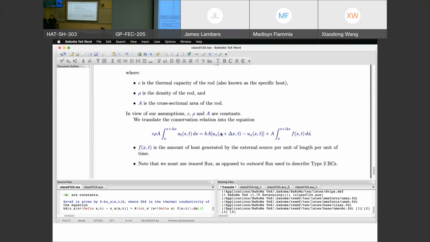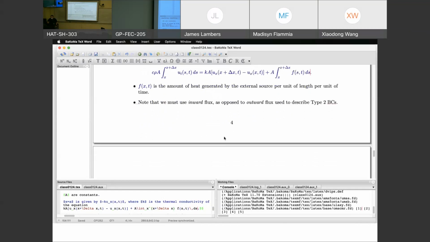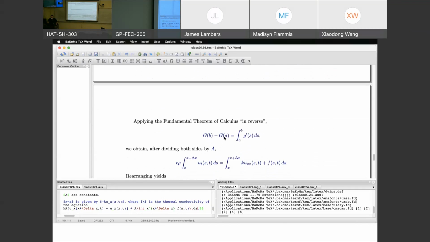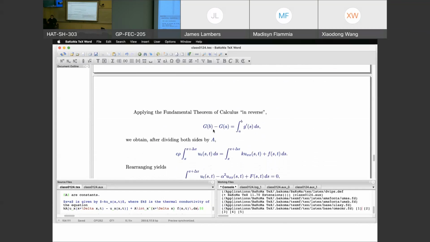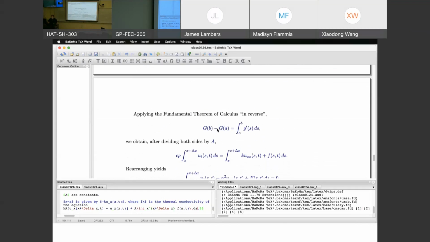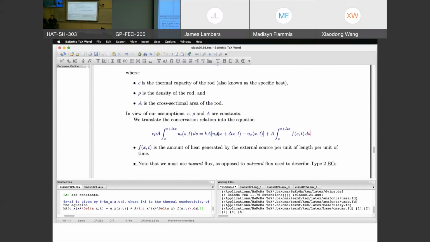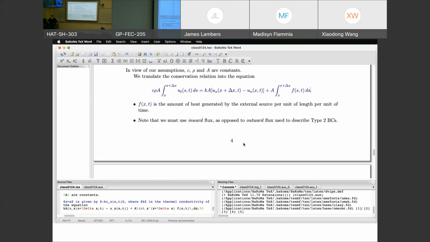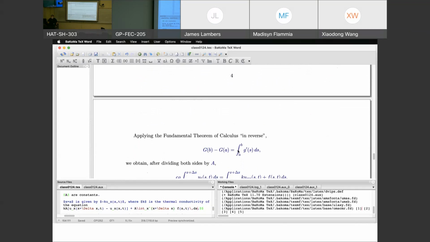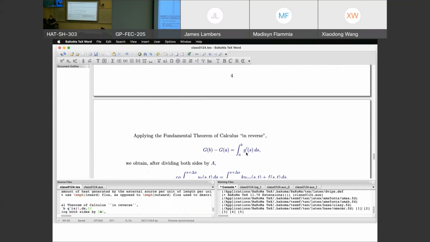Now, still a bit of work to do to get from here to a PDE. And the way we do that is use the fundamental theorem of calculus: anytime you have a difference of function values, which is what we have here, the difference of u_x at two different x values, x plus delta x and x, that can be written as an integral. Oh, there should be a capital P.